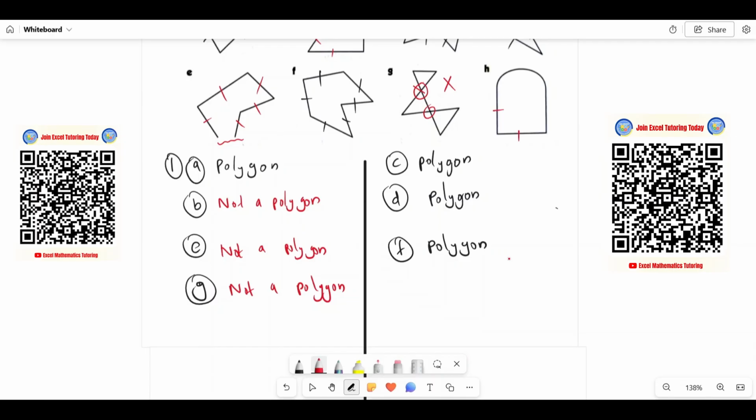And coming to the last one, is this a polygon or not? Here the sides are straight lines, but coming to the third side, this one is a curved side. So this one is not a polygon.